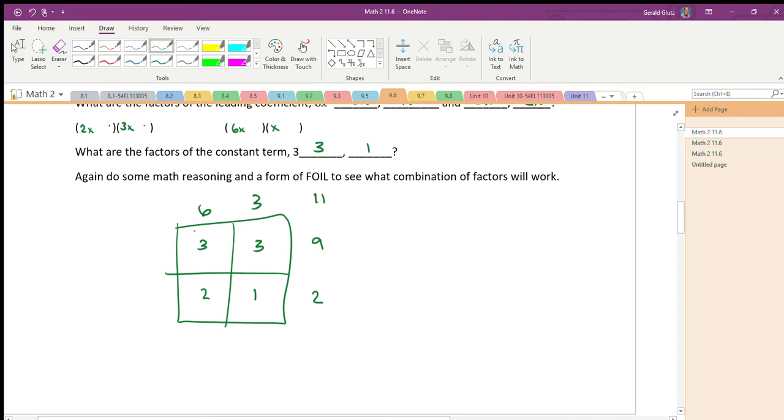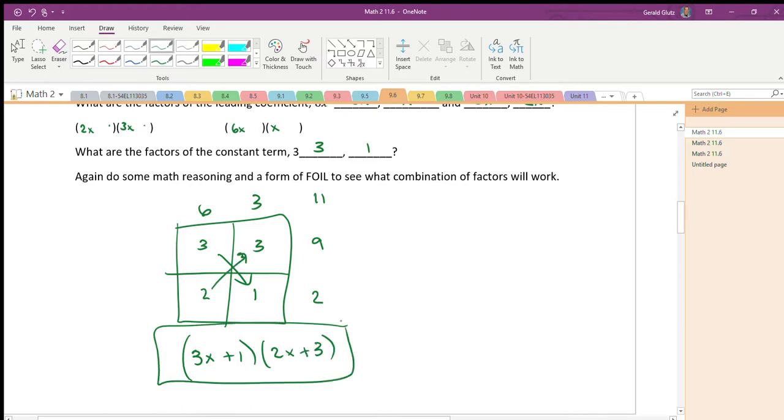So we start with the top left number in the box. Multiply it by x. Add its diagonal. Bottom number in the box. Multiply it times x. Add its diagonal. So this would be your answer. 3x plus 1 times 2x plus 3.